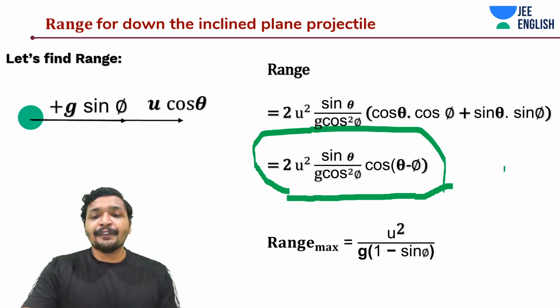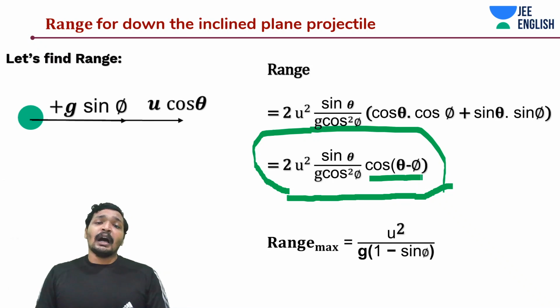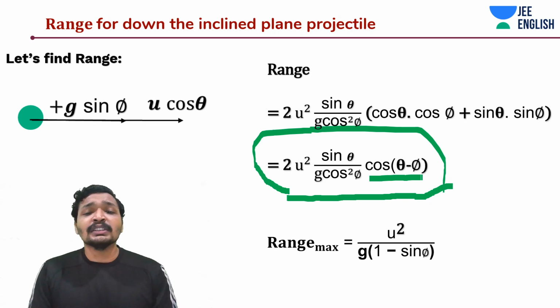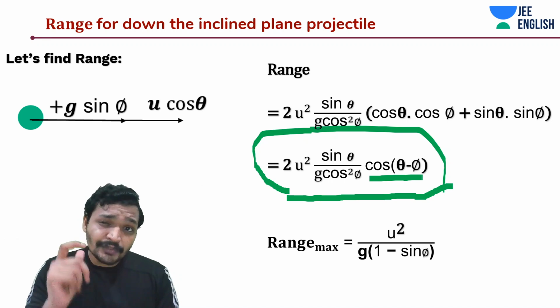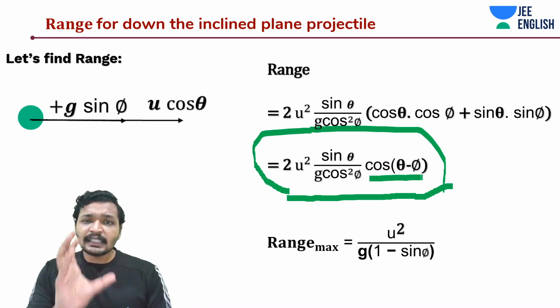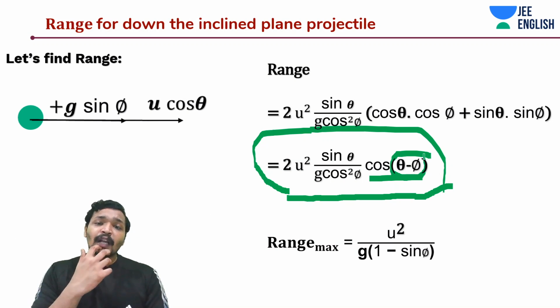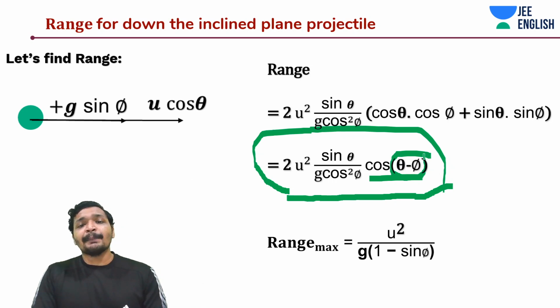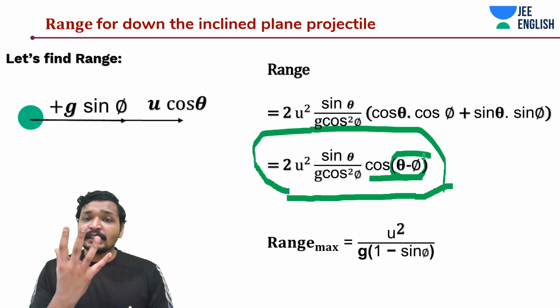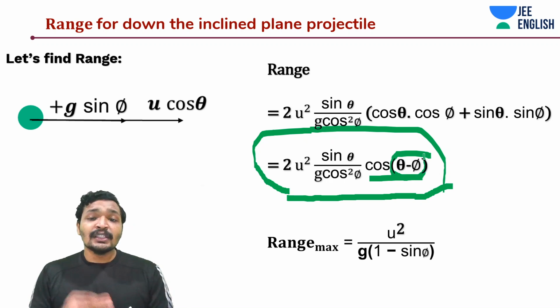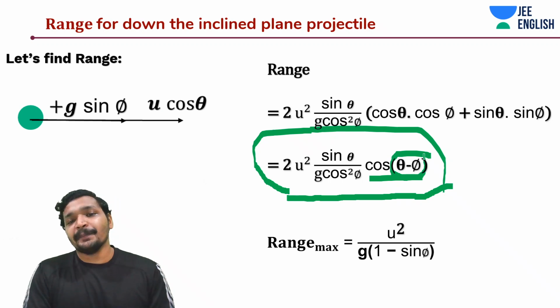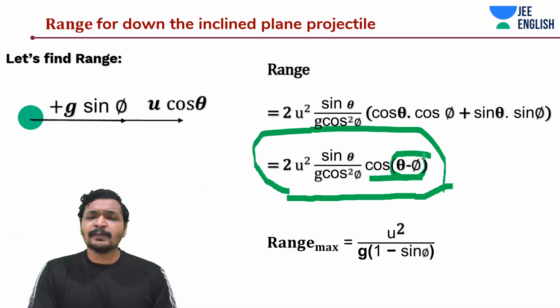Okay guys, and the difference is this small term. Up the inclined plane it was cos of theta plus phi, down the inclined plane it is cos of theta minus phi. As the entire term inside cos, let's call it alpha, keeps going up and up, then what is happening? The value of cos becomes less and less. So this tells you this should be theta minus phi. Okay, just a small intuition.